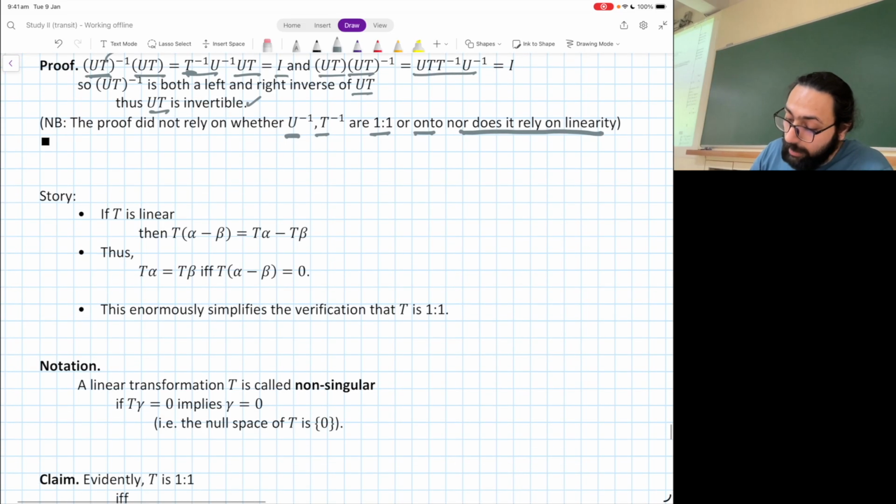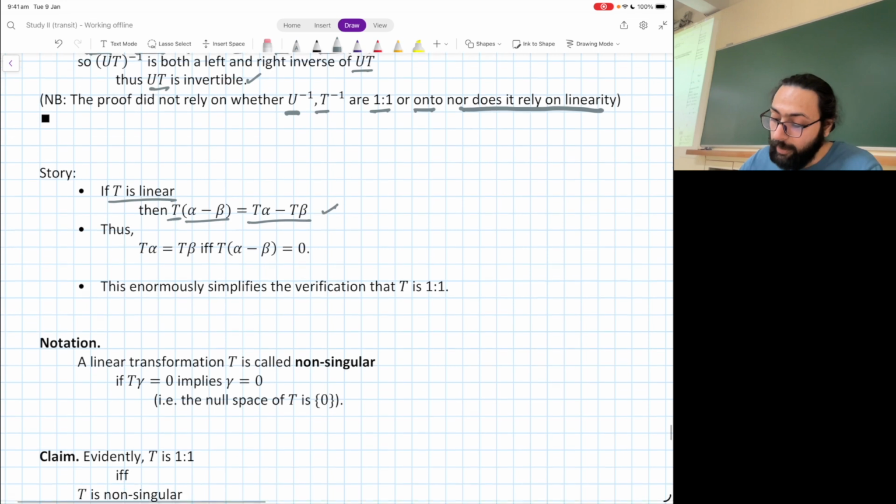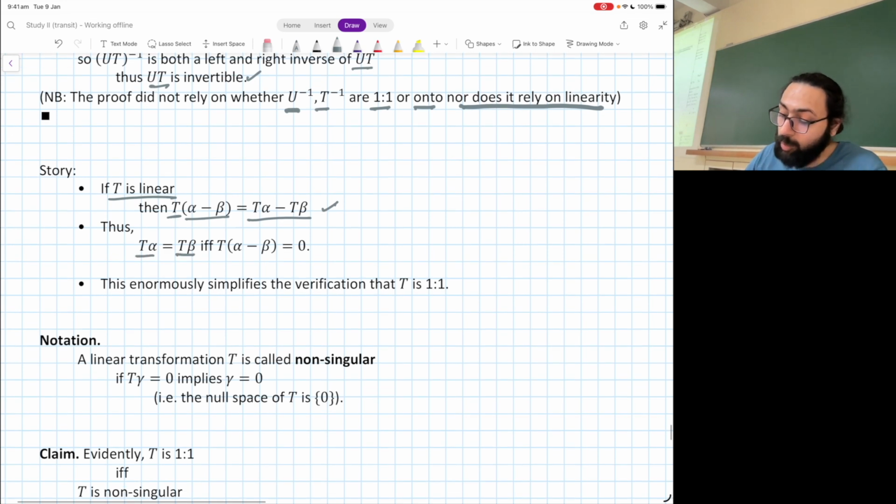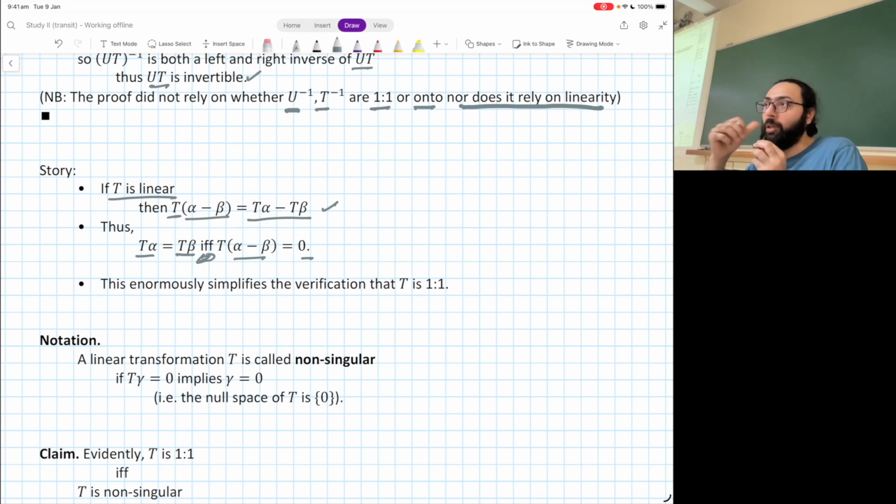All right, so let's continue then. If T is linear, then T acting on alpha minus beta is going to be this object. This is just by linearity. Therefore, if T alpha equals T beta, then this is equivalent to saying that T of alpha minus beta is 0. This is a very nice property of linear transformations: if you want to check whether the map has any collisions, you can check whether the kernel, or the null space, has any elements.